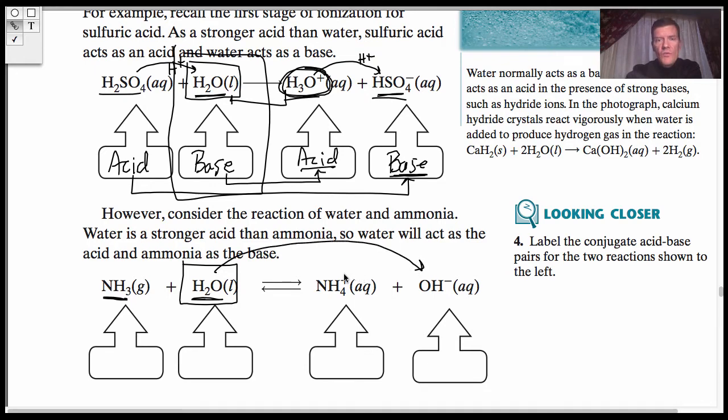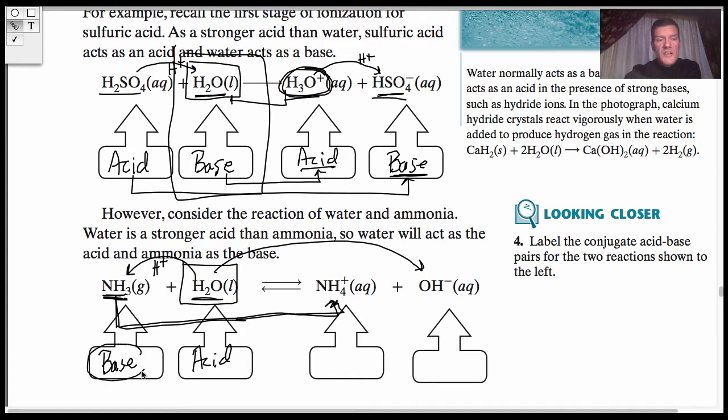How did it do that? Well, it lost an H. It is the H plus donor. It is the proton donor. It is giving an H plus to NH3. Look what NH3 becomes: NH4 plus. So the ammonia here is your base. It is the proton acceptor. Water is your acid. It is the proton donor. And the NH3 is turning into NH4 plus.